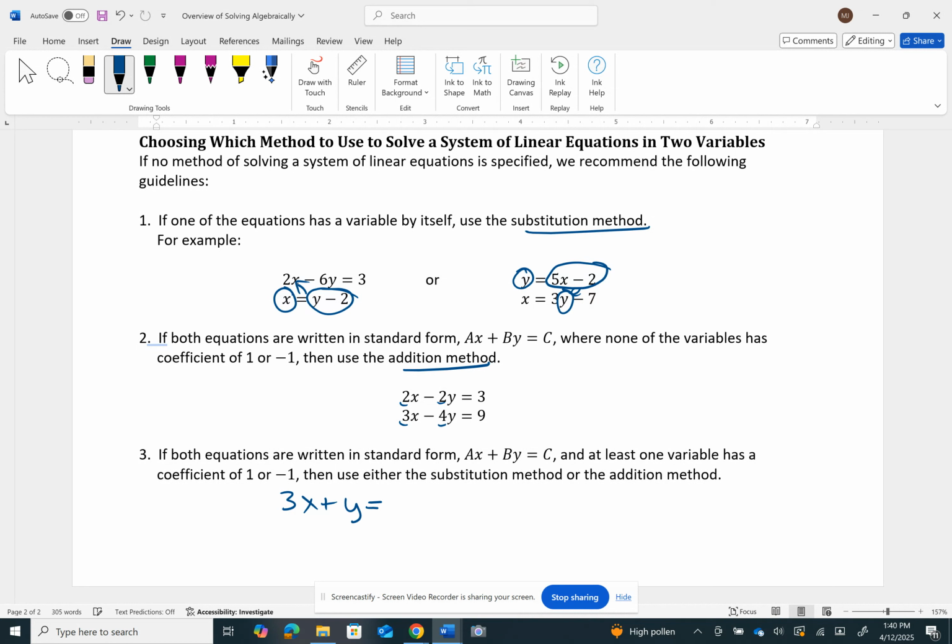And then on the last one, an example of that would be if you had like 3x plus y equals 7, and then maybe 2x minus 4y equals 15, then you could use either substitution or addition. The key is that if there's a 1 or a negative 1 in front of one of the variables, then that means you could get it by itself without creating fractions. And so substitution would work okay, but you also could pick a variable to eliminate and that would work well also, okay?